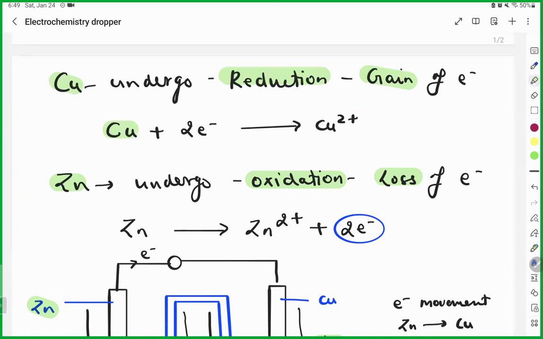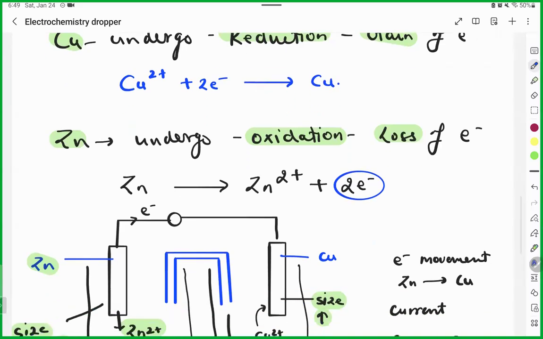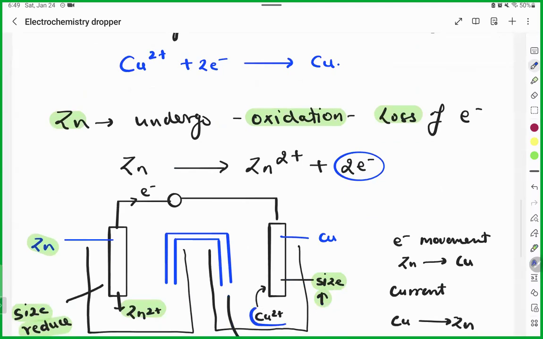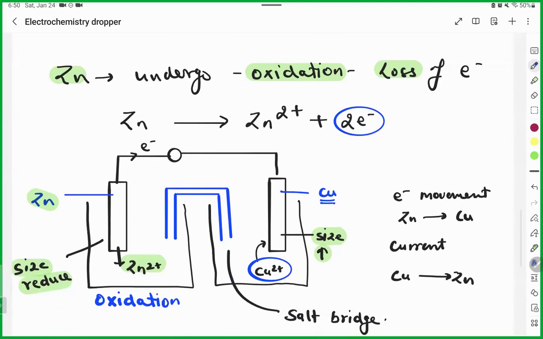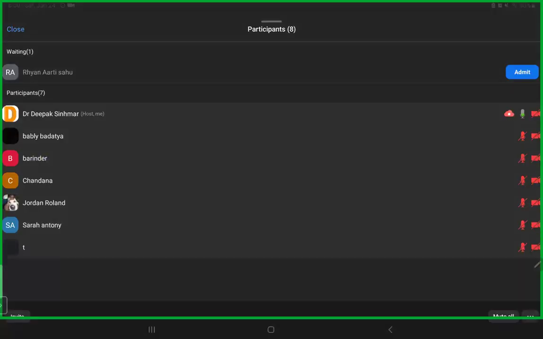One minute, guys. This is wrong. If you see, this copper 2 positive will gain 2 electrons and convert into copper. Got it? So here I wrote it correctly: copper 2 positive converts into copper. So this undergoes reduction. So you have two half cells, oxidation and reduction.